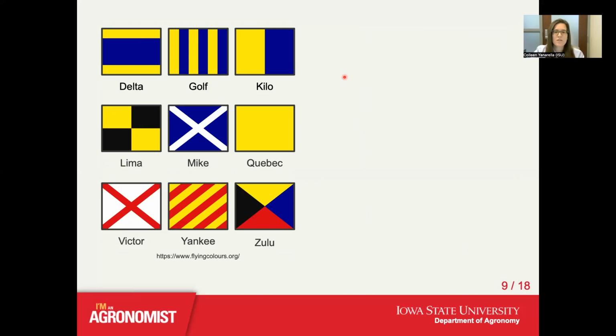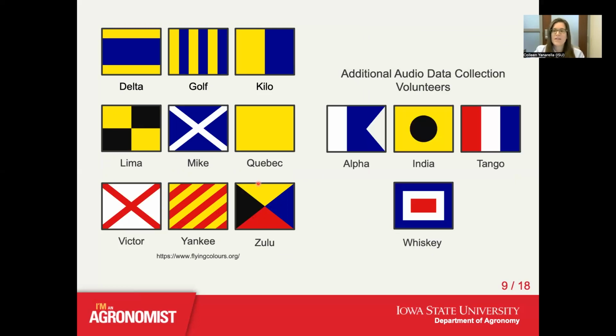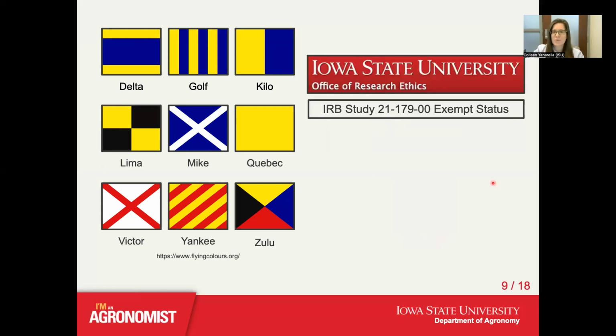These students we called Delta, Golf, Kilo, Lima, Mike, Quebec, Victor, Yankee, Zulu. We also had additional volunteers go through and make recordings, and we called them Alpha, India, Tango, and Whiskey. I could tell you that I was Whiskey, but I can't tell you who any of the student recorders were because we have an IRB. It's an exempt status IRB.